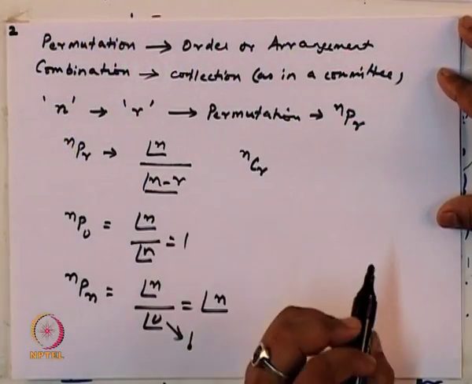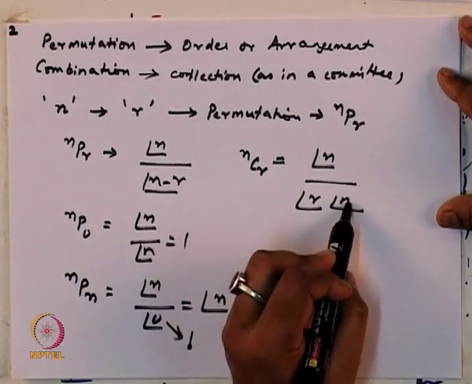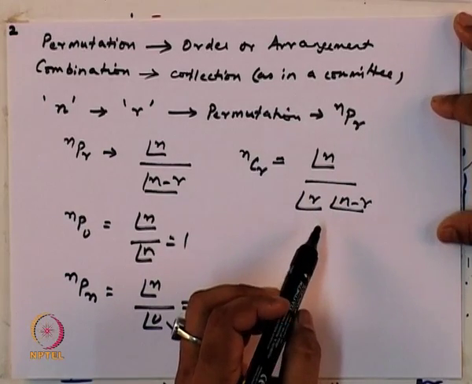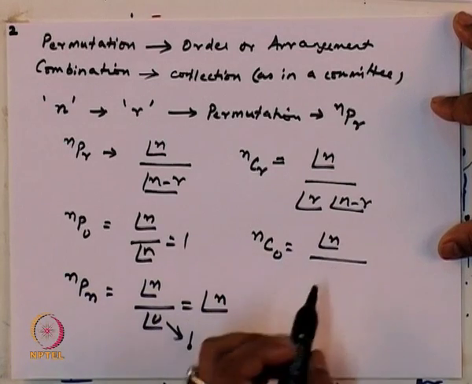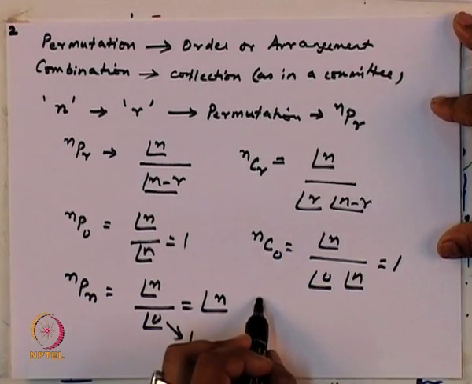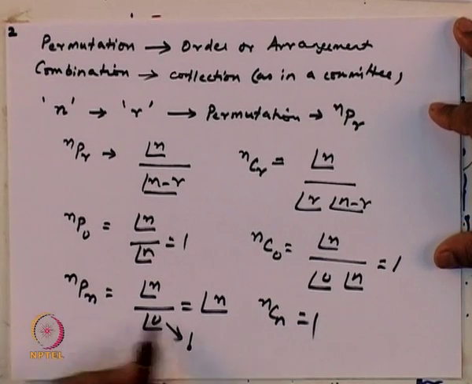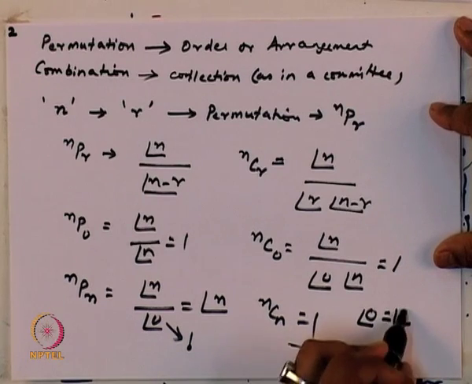And for expressing combinations, you use the expression nCr, and this is equal to factorial n divided by factorial n minus r, and you have an additional factor of factorial r. Okay. So, nC0 would give me factorial n by factorial 0 factorial n, which is nothing but 1. Similarly, nCn will also be equal to 1. So, nPn gives me factorial n, but nCn gives me 1. And you define factorial 0 equal to factorial 1 is equal to 1.